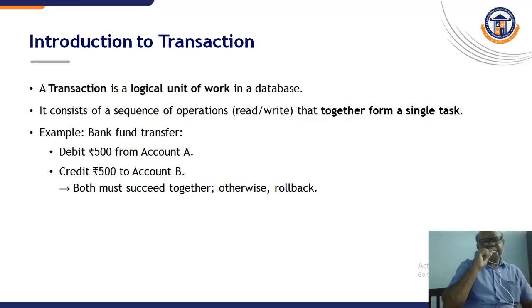That is, both operations should be done. If one operation is done and the other one is not done, then it has no meaning. So it is inconsistent. The inconsistency should not be there. The operation should occur, otherwise it should revert to the previous state. That is called rollback.